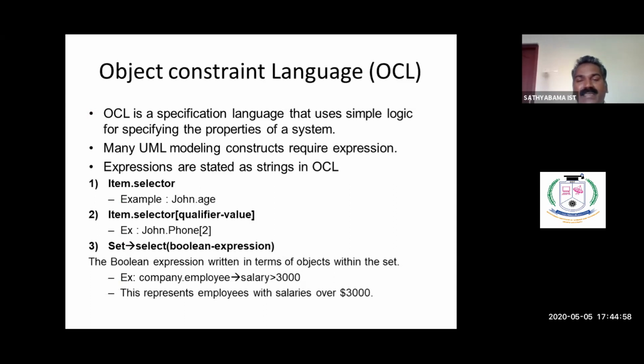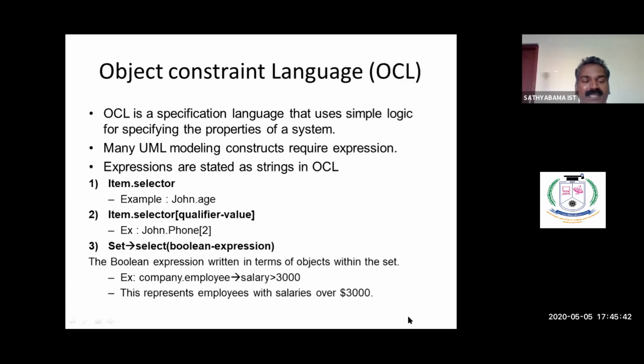OCL, the Object Constraint Language, is used to define the constraints of attributes and the criteria. Importantly, we can use the Object Constraint Language in the design process for defining constraints, that is, conditions for a particular attribute. For example, we need to set a person's age, John's age, equal to some value. Then to represent a phone number of a person, we need to give the respective selector and the condition.